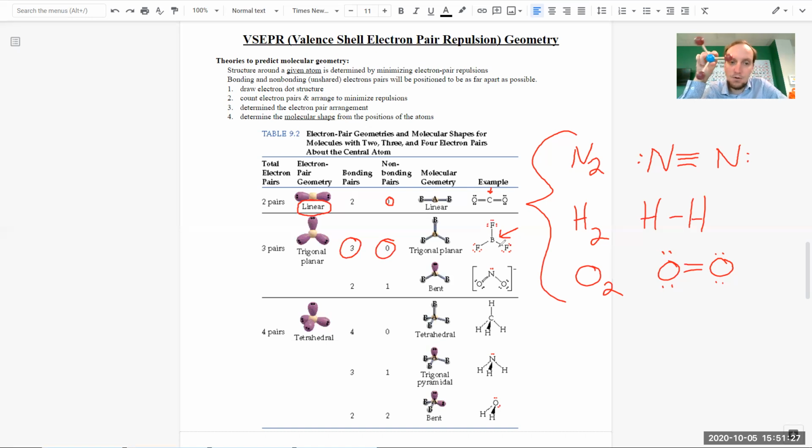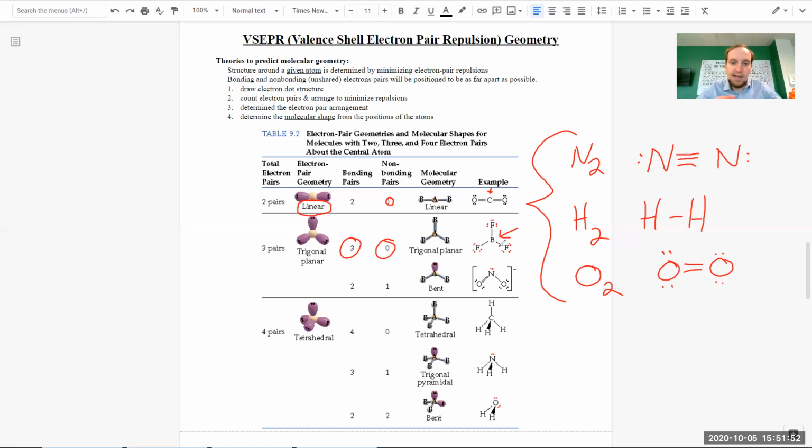A flat triangle, or trigonal planar, completely flat. If boron here in blue had extra electrons in a pair, it would make a different shape, which I'll tell you about in just a moment. But this is called trigonal planar: 3 atoms off the center atom, and this one has no unbonded pairs of electrons.